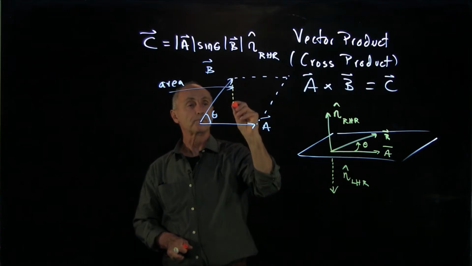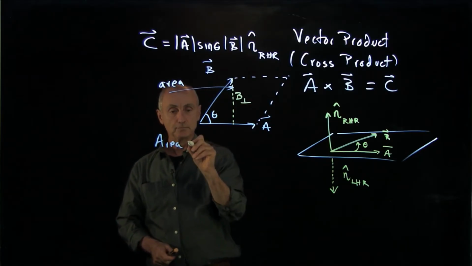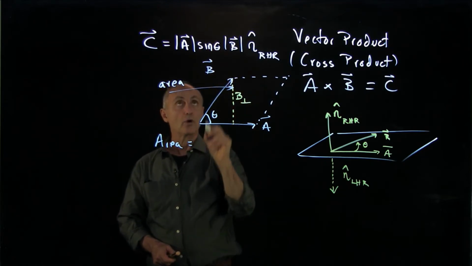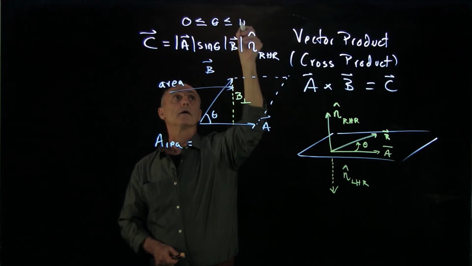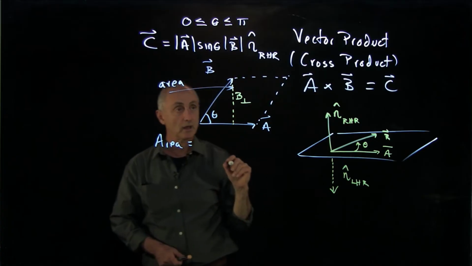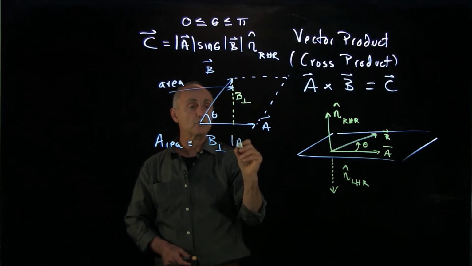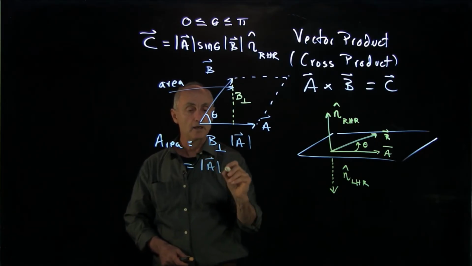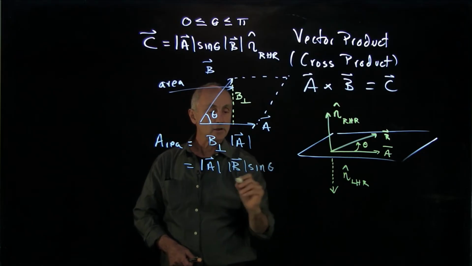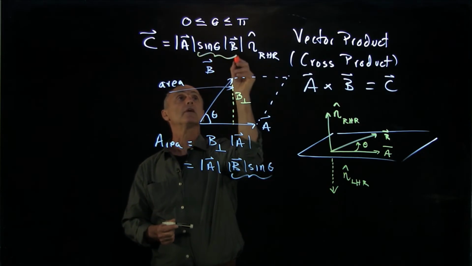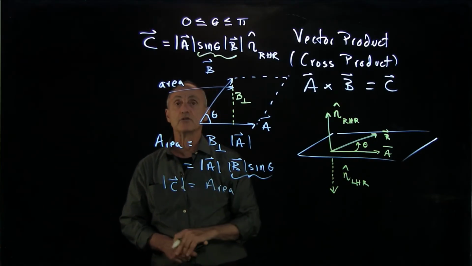Let's drop a perpendicular, and let's call this B perp. Then the area, which is a positive quantity, is given by, and by the way, our angle theta here will always be positive, so we're going to make it between 0 and pi. That way sine of theta is always a positive quantity. The area is the height, so that's B perp, times the base, which is the magnitude of A. And the magnitude of B perp is the magnitude of B times sine theta. So this quantity, B sine theta, is precisely what's occurring there. So the magnitude of C is equal to the area formed by the vectors A and B.